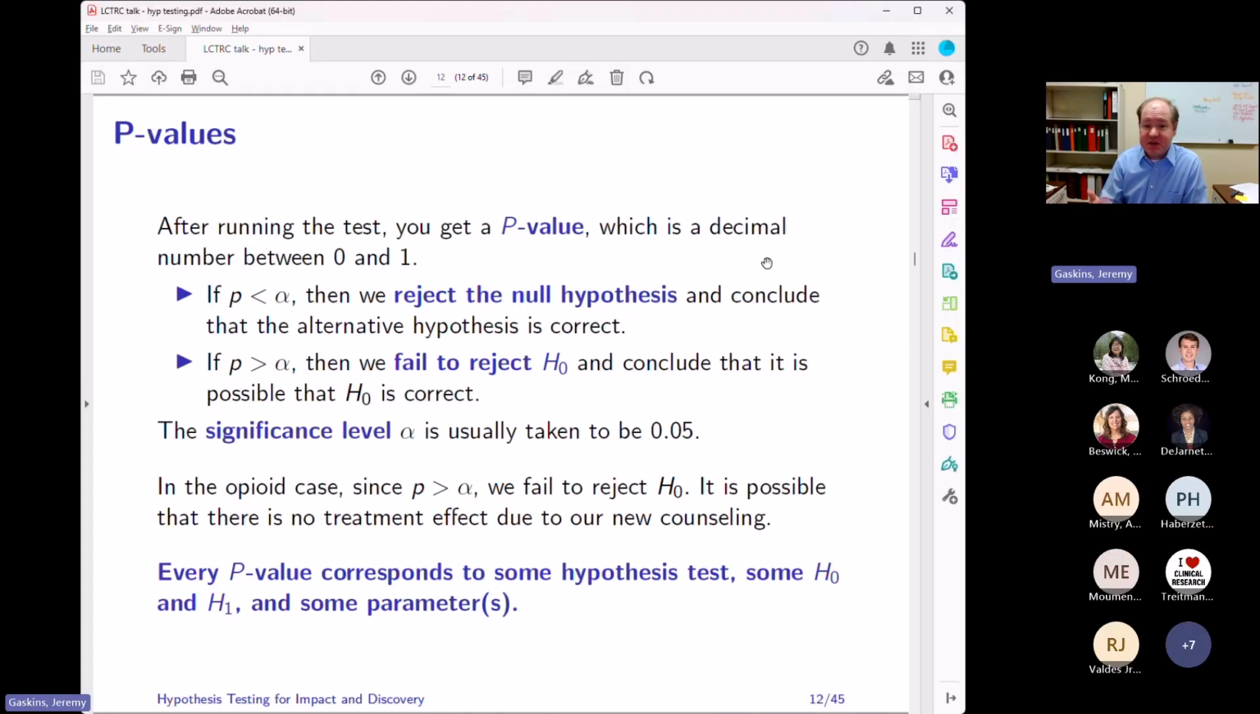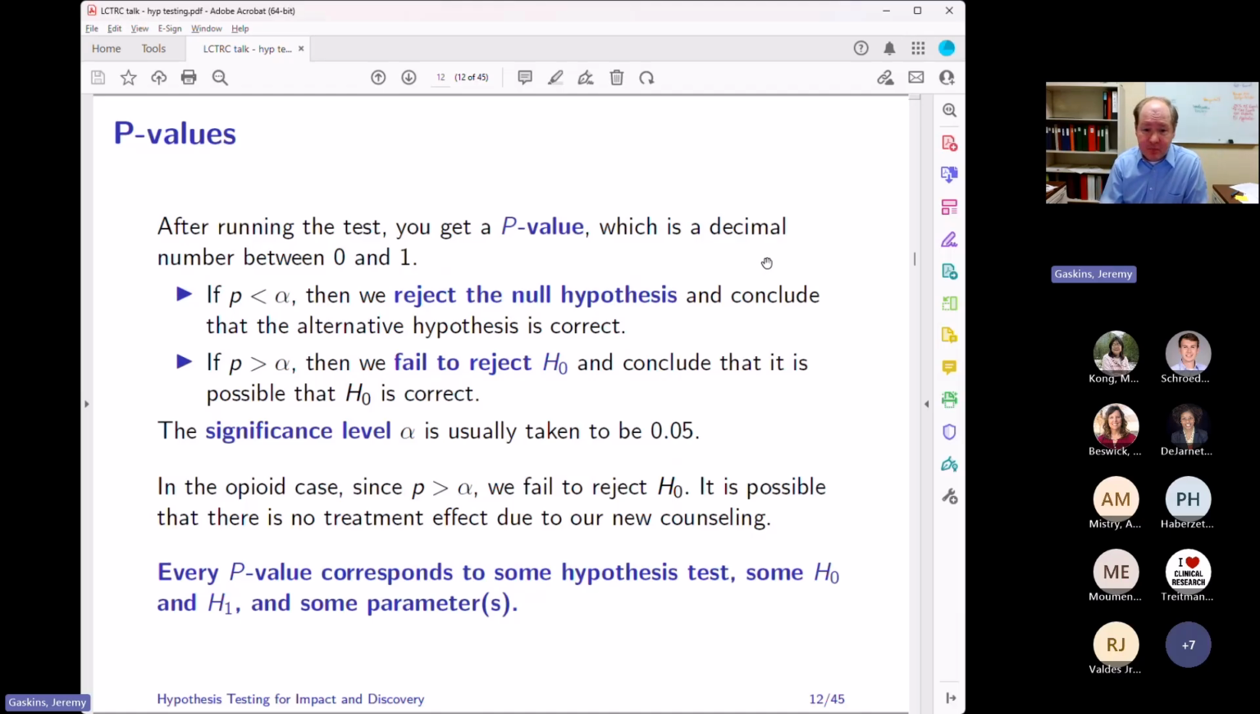If our p-value is bigger than alpha, then we fail to reject and we conclude that it is possible that H naught is correct. Now, again, we should want to distinguish. I am not proving H naught. I'm not even saying H naught is likely. I'm really just saying H naught is plausible. It may still be the case that the defendant is innocent. There is at least a shadow of a doubt that H naught is a plausible explanation for the data that we have.